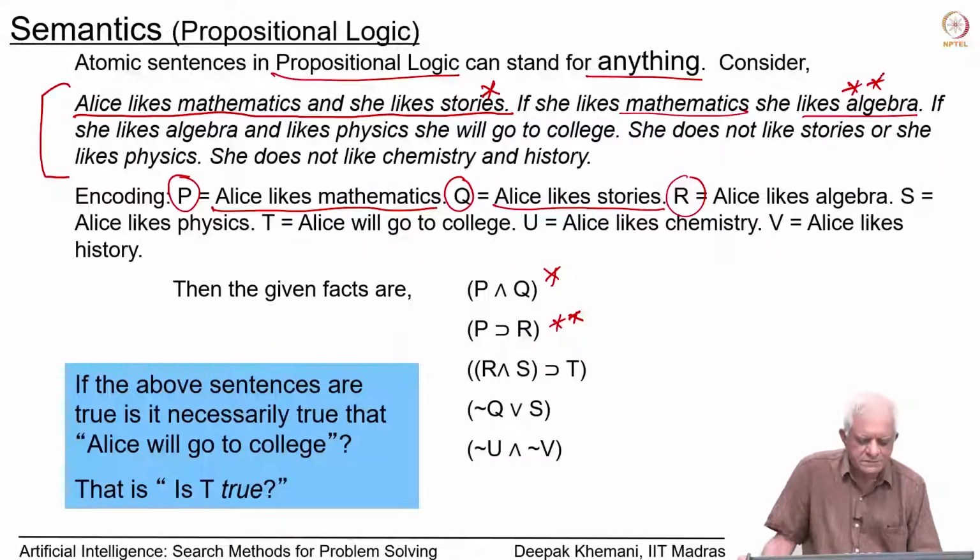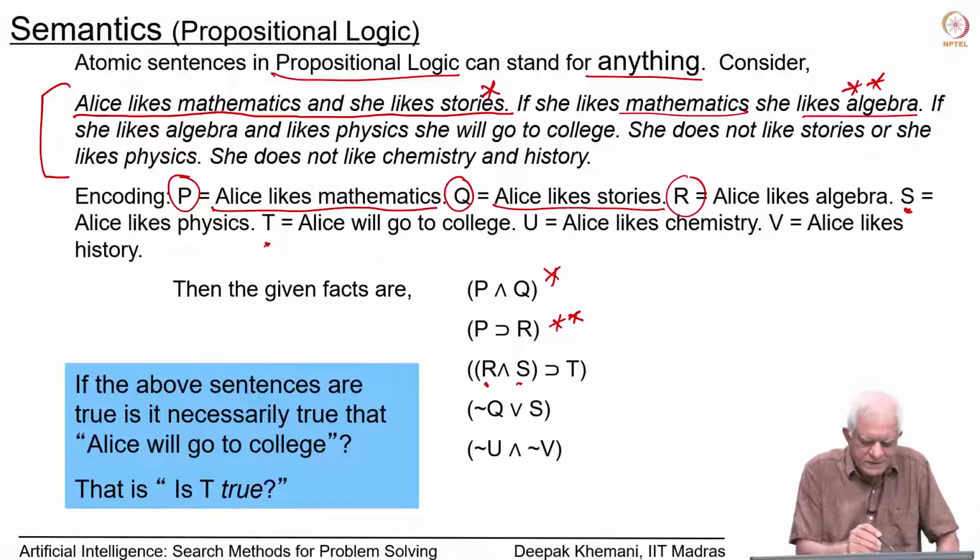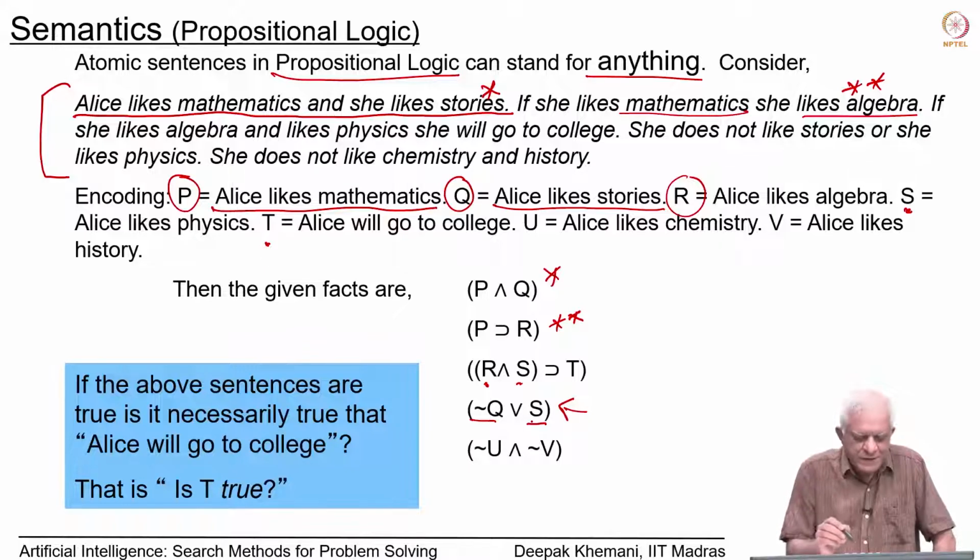Then the third statement says that if she likes algebra and likes physics, then she will go to college. So, as you can guess, likes algebra stands for R, and S, which is there somewhere here, stands for likes physics. So, if both these are true, then T stands for Alice will go to college. And then there are two more statements: she does not like stories or she likes physics. This is the statement here.